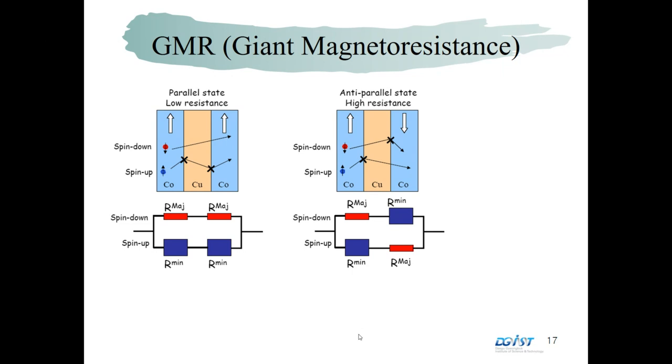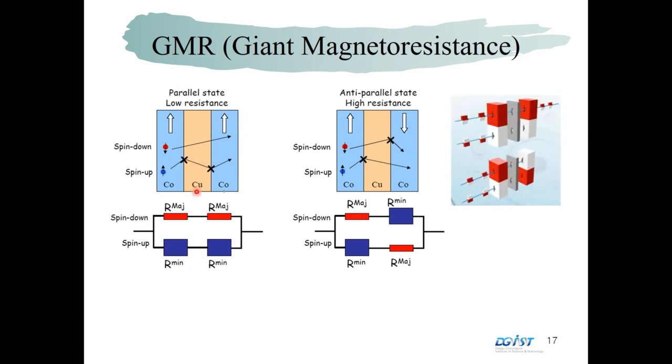Okay, so the basic idea of the GMR structure is when we have two ferromagnetic layers sandwiched by a non-ferromagnetic material like copper, and the thickness of the copper must be very thin. The thickness should be less than the spin diffusion length. When the ferromagnetic layers are parallel and anti-parallel, they have different resistance because of the scattering procedure for spin up and spin down. As a result, when they are parallel, we have a small resistance, while when they are anti-parallel, the resistance is high.